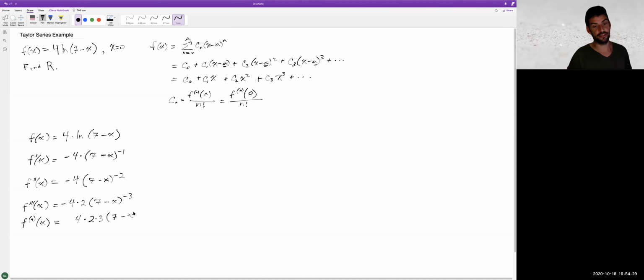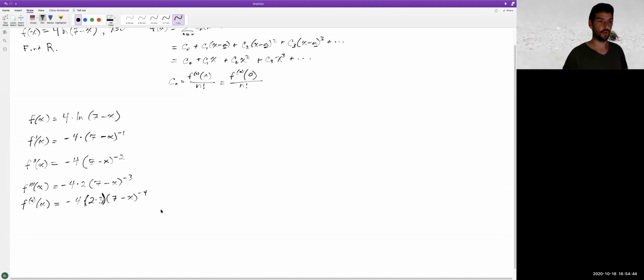7 minus x to the negative 4th power, and then I get my negative from the inside. All right. So I want to notice something. That negative 4 is always sitting out front. I'm going to kind of segregate these coefficients right here. And I'm going to do one more. And you might already see the pattern, but I want to make it perfectly clear.